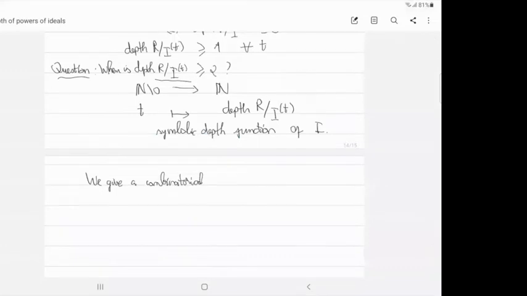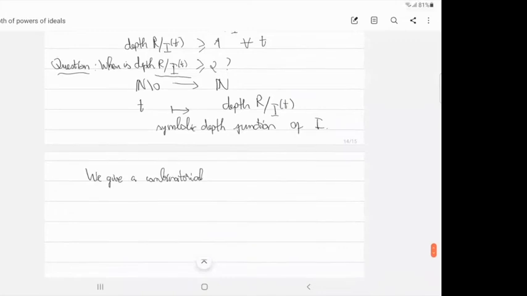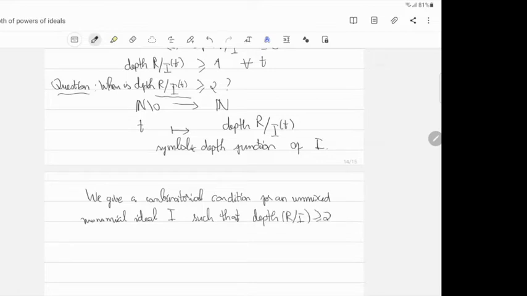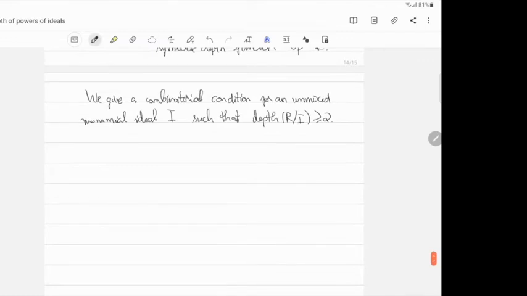So coming back to our lecture today, we will give a combinatorial condition in terms of the degree complex for an unmixed monomial ideal such that it has depth at least 2. So for that we will give a condition in terms of the degree complex.